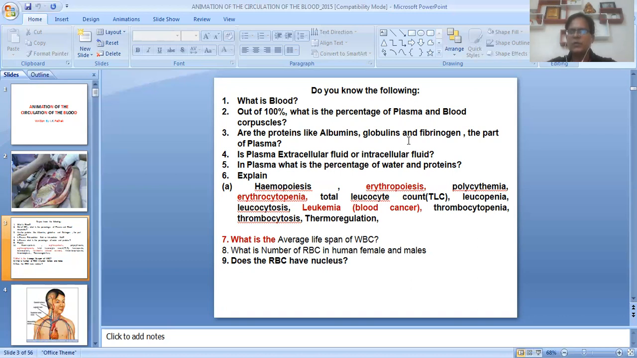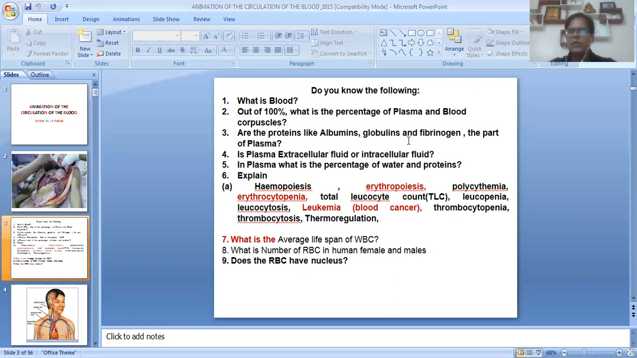And after that, you have to explain hemopoiesis, erythropoiesis, polycythemia, erythrocytopenia, total leukocyte count, TLC, leukopenia, leukocytosis, leukemia, like blood cancer, thrombocytopenia, thrombocytosis, thermoregulation, right? You have to explain all this.